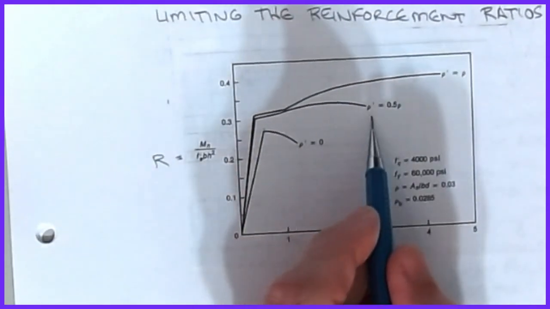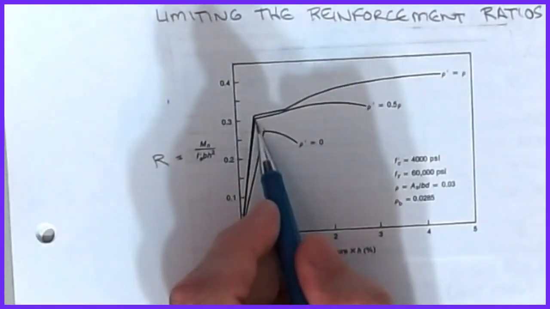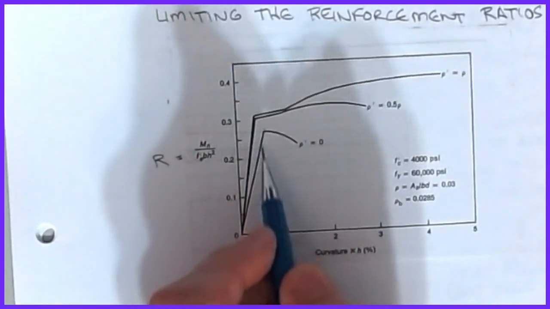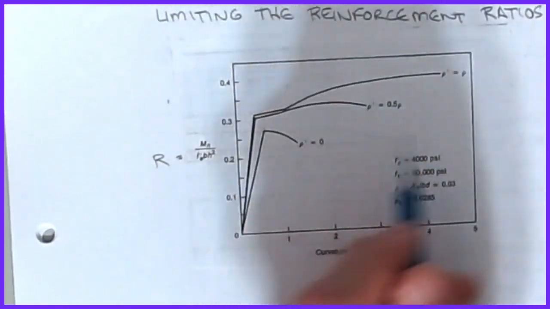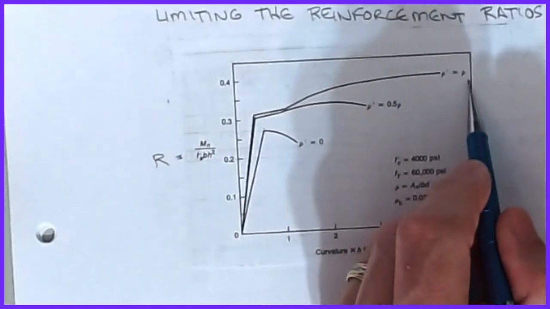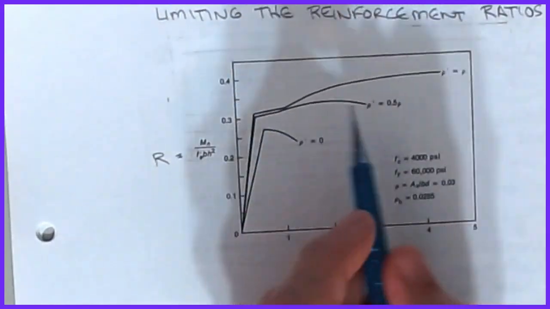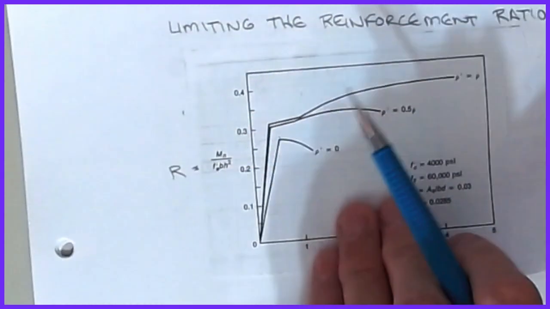Whereas if I put a rho prime equal to half of rho on there, just that little amount, you can see that the ductility is greatly increased, as well as the moment capacity, for a given set of dimensions. So that goes up a little bit. And then if I put even more steel into compression, rho prime equal to rho, then I can get a huge increase in the ductility as well as the moment. So those are some interesting things that can happen with our compressive steel cases.